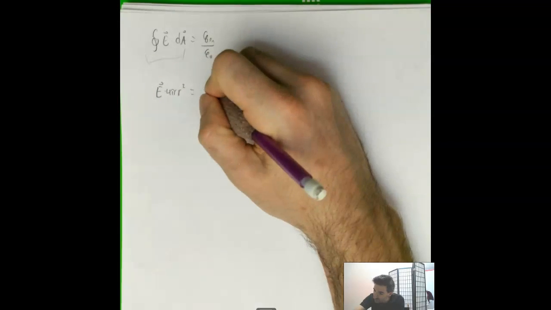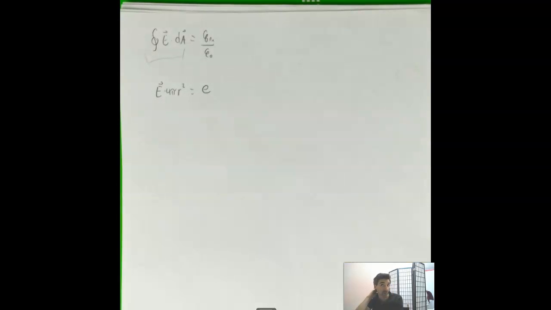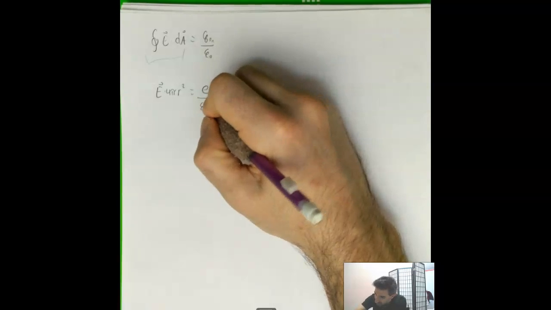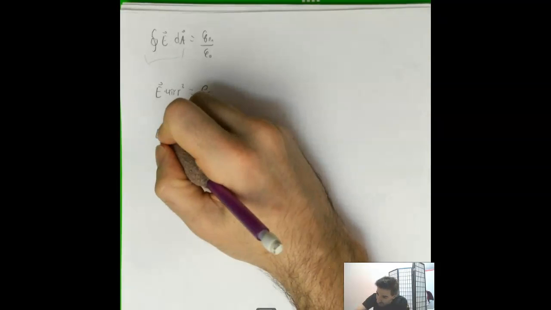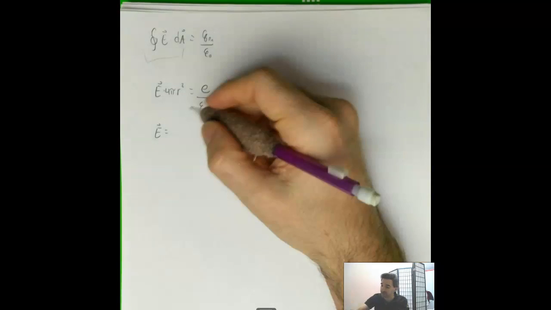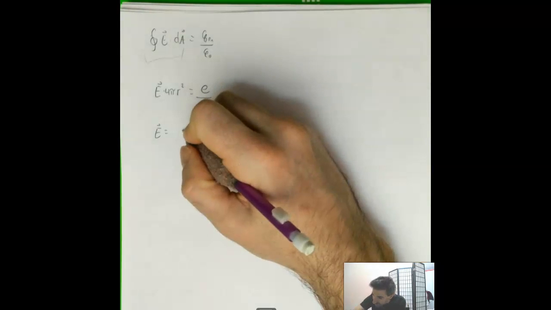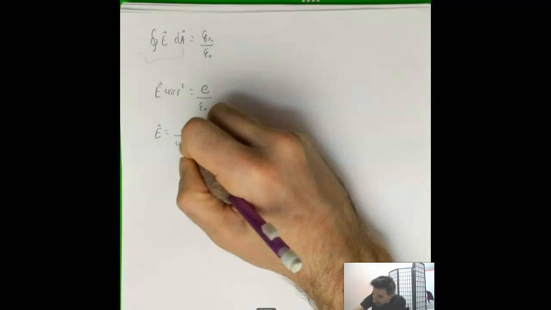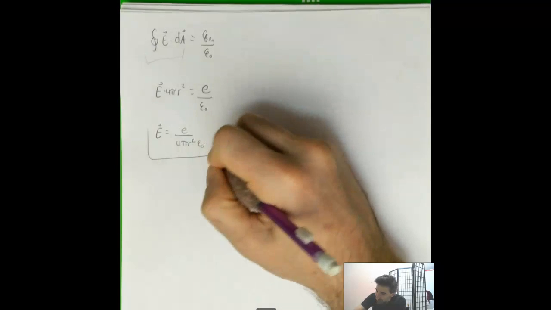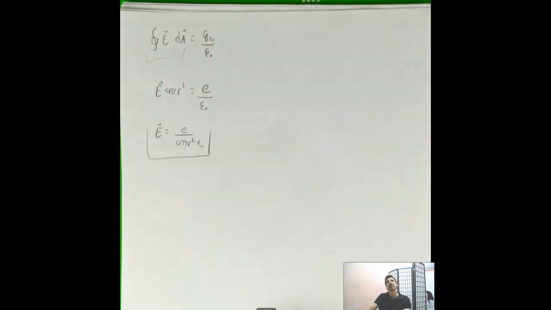Now Q enclosed is going to be the charge e, because that's what they told us in the problem, over epsilon 0. All right, so now I can derive, and we've done this before, the electric field for a point charge, which is essentially what we have, but for a sphere. It's going to be e divided by 4 pi r squared epsilon naught. That's nothing we haven't seen before. That is just a straight derivation of Gauss's law.